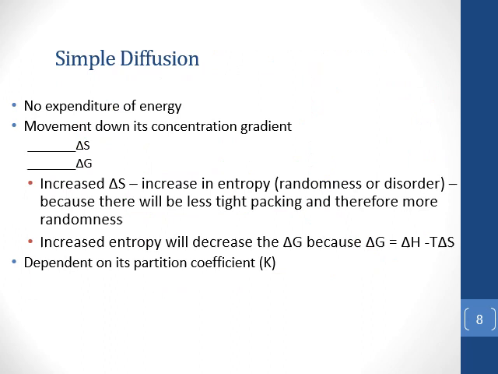So let's think about simple diffusion. We could define simple diffusion or look at the characteristics of simple diffusion and we would say there's no expenditure of energy. That's what we just saw. Things are moving down their concentration gradient. So what's happening to delta S in this case? Let's look at our formula. We've got it here on the bottom, but let's draw it up here. Delta G equals delta H minus the temperature times delta S.